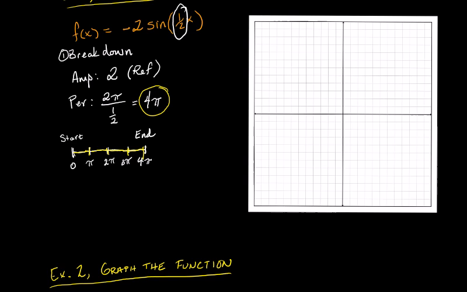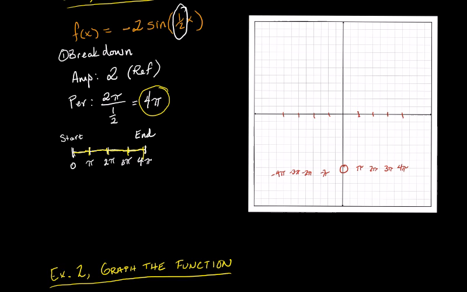I'm going to label my axes. So here we go, 2, 3, 4. And so this is 0, this is pi, 2 pi, 3 pi, 4 pi. We're going to make 2 periods, and we can go this direction as well, so we'll have -4 pi, -3 pi, -2 pi, and -pi. All right, so there we go. And it's -2 for the amplitude.